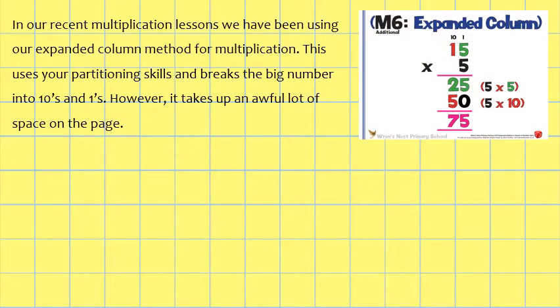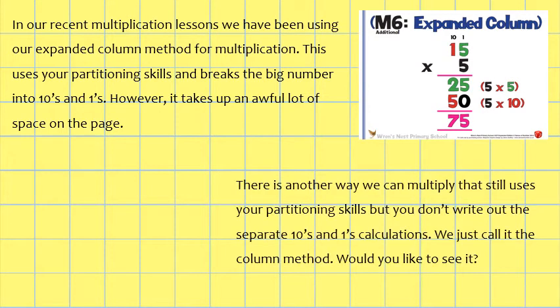In our recent multiplication lessons, we've been using our expanded column method for multiplication. This uses your partitioning skills and breaks the big number into tens and ones. However, it takes up an awful lot of space on the page. There is another way we can multiply that still uses your partitioning skills, but you don't write out the separate tens and ones calculations. We just call it the column method. Would you like to see it?